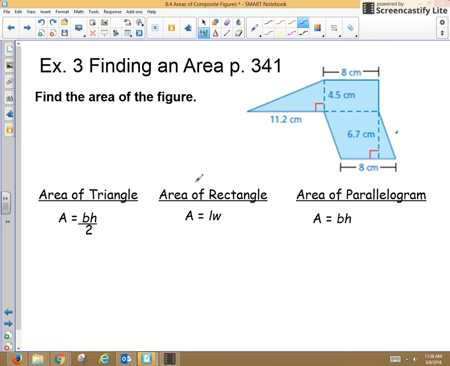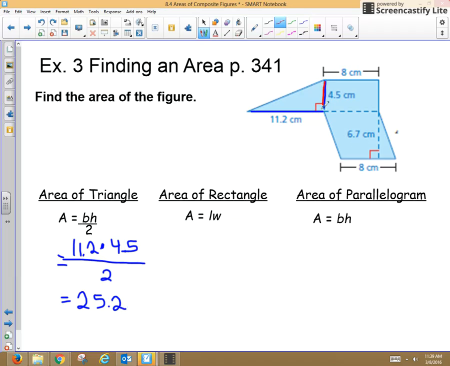Example 3 is finding the area, and this time we have 3 different shapes that are put together. You have a triangle here, you have a rectangle, and then over here you have a parallelogram. I've given you the formulas for each of those 3 shapes, but I hope that you would have these memorized. Area of a triangle is 1/2 base times height, or base times height divided by 2. So here the base is 11.2, and the height here is 4.5. So I'm going to multiply those together and then divide it by 2. So I get the total area of the triangle as 25.2 centimeters.